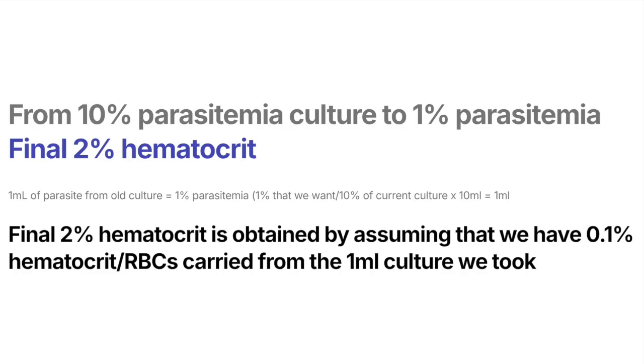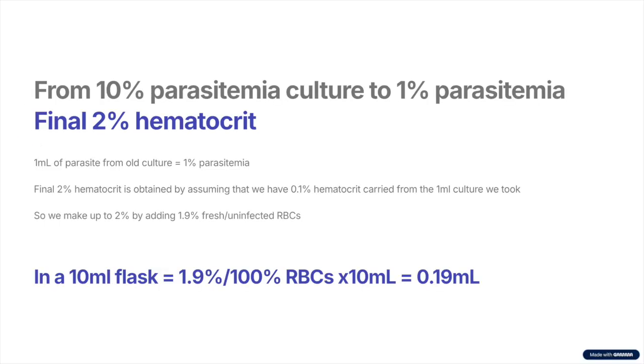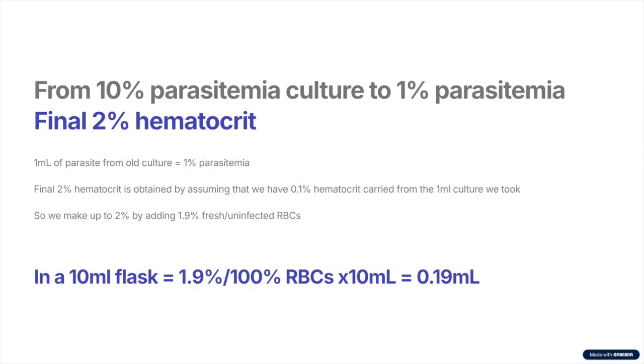calculation, where we're taking 1 milliliter. So if we want it in a 10 milliliter flask, then it's 1.9% divided by the 100% red blood cells that we've made, multiplied by the 10 milliliters, and we get 0.19 milliliters of red blood cells that we have to take if we assume a 100% red blood cell suspension. Often it's stored more as a 50% red blood cell suspension, so you can adjust accordingly.